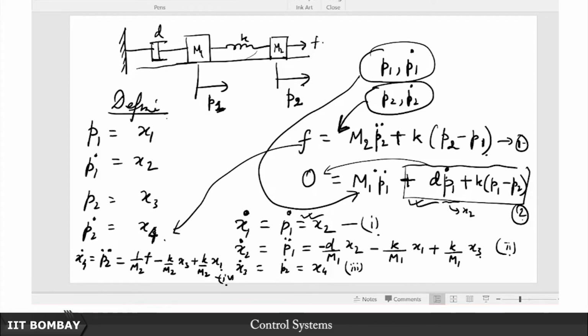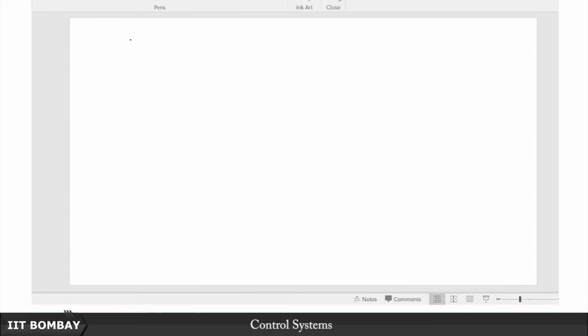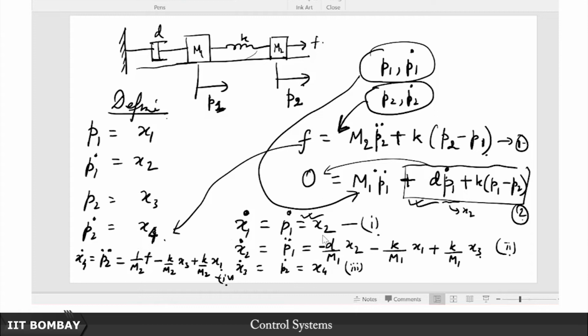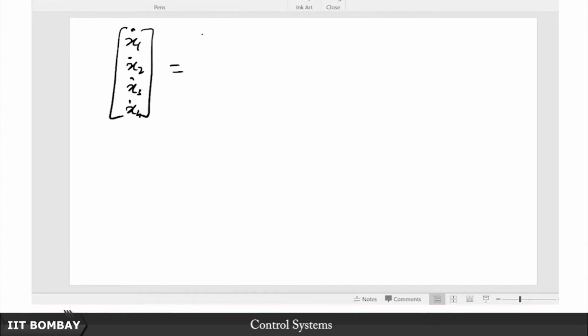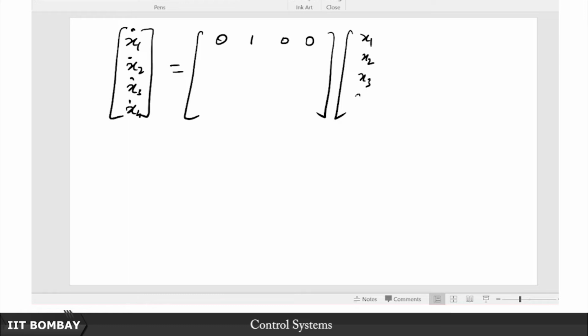So if I now write this up in matrix notation, what is it going to look like? x1 dot, x2 dot, x3 dot, x4 dot is going to look something like this. What is x1 dot? It is just x2. So I can fill up this matrix as 0, 1, 0, 0, multiplying x1, x2, x3, x4, and let me also keep the B matrix free here. Of course nothing appears in the B matrix, so the first entry is 0.